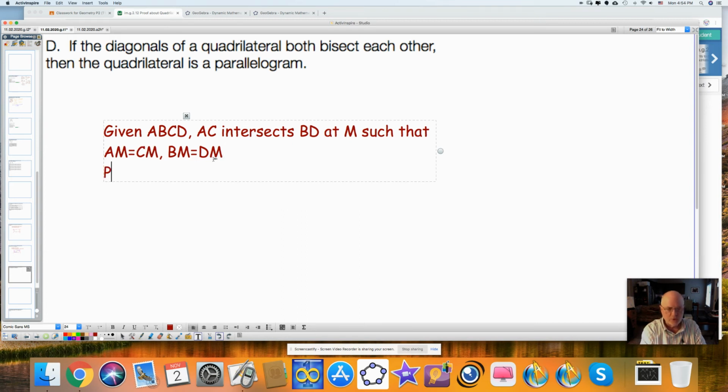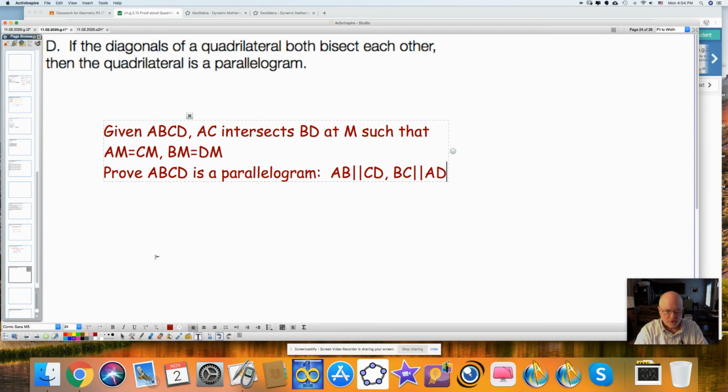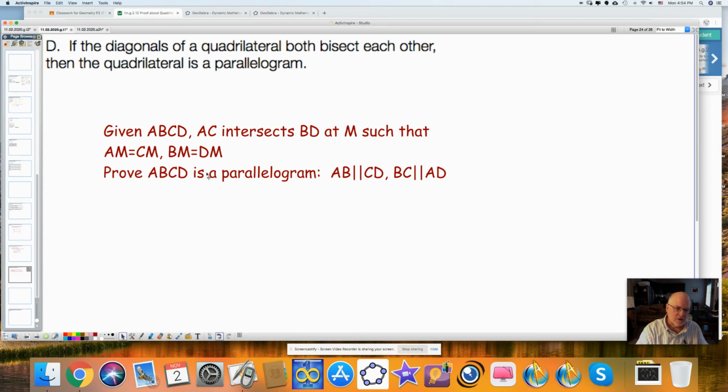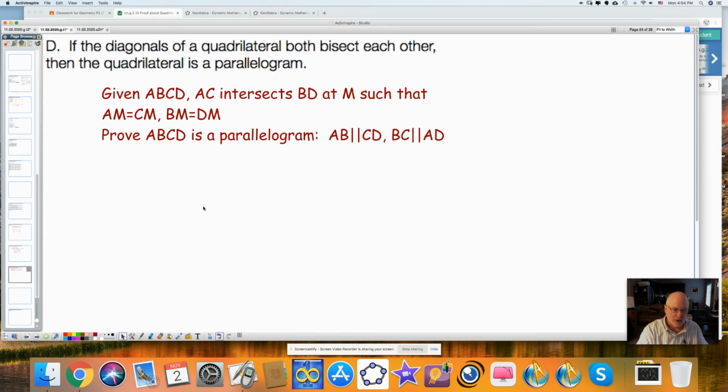So we're going to prove ABCD is a parallelogram, which means that AB is parallel to CD and BC is parallel to AD. So let's draw a picture of this and get a better insight as to how we're going to solve it. I will not write it out, but I will draw it and talk about it, and you can write it if you desire to write down all of the steps.